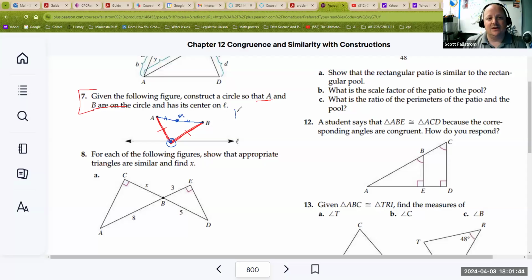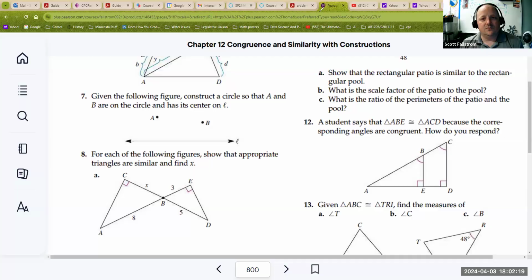And hint, there's a big concept that covers this in section 12.1. So there's my push. Once you think about what kind of shape it is, where every single point on this shape is the same distance from A and B, it will tell you what you need to create. And remember, when they say construct, they mean construct using your compass and straightedge. That's what we're talking about there. So questions 6 and 7 are good to go.